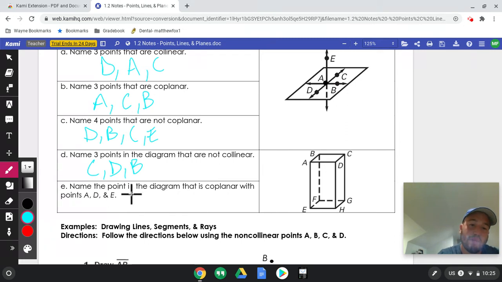And then finally it says name the point in the diagram that is coplanar with points A, D, and E. So A, D, E, it's kind of on the front here. If we think about it, A, D, E. So if we shade that front side, the fourth point that's coplanar, right over here, H.